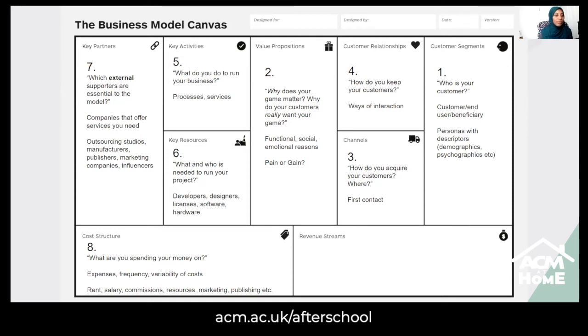So for instance, rent would be something. If you have an office with some workers, rent would be something that is recurring and pretty much constant. You have the salary of the dev team, and anyone else involved in production, management, marketing, and then some resources.